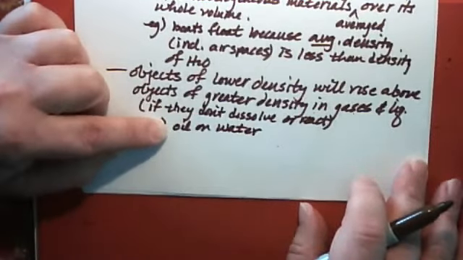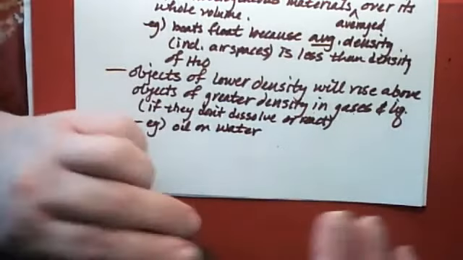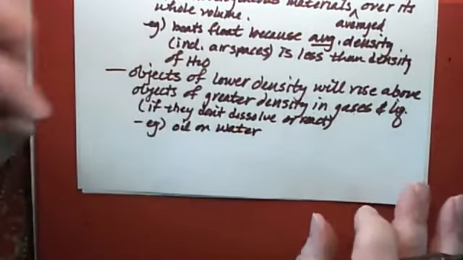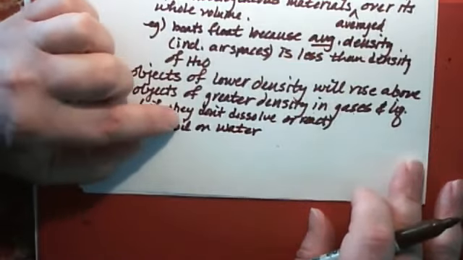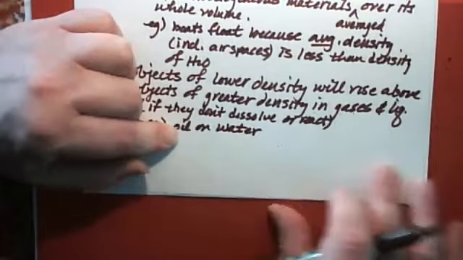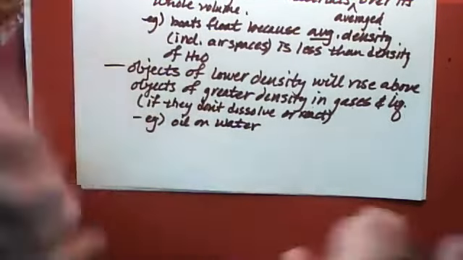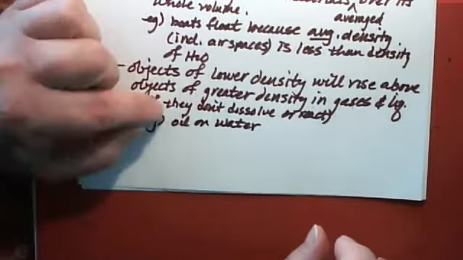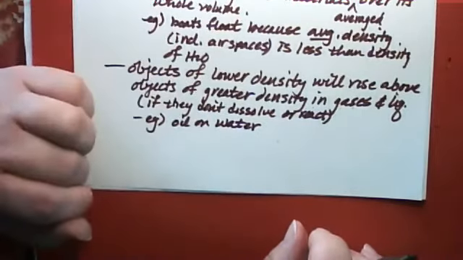Also, oil on water. Oil and water don't mix with each other because they're two different kinds of molecules. We'll get into more detail on this later when we get to the chemistry section, but basically water molecules are polar and oil molecules are nonpolar, which for our purposes just means they repel each other. They don't mix, they don't react with each other, and the oil has less density than the water, so the oil rises to the top.